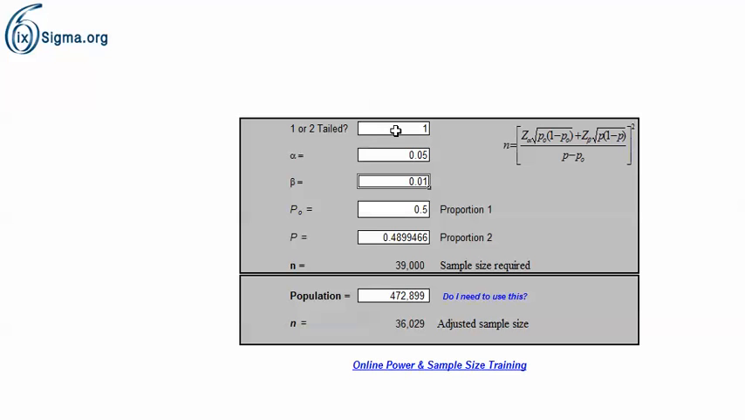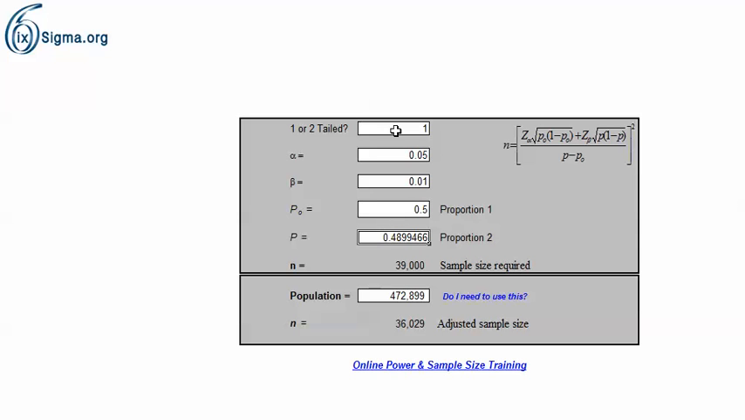Beta risk is the complement to the power. So with a beta of 0.01, I've got a power of 99%. This is my ability to detect an issue if it exists. P naught is the proportion of my population. Many times you won't know the proportion of defects in the population, and in those cases we put 0.5 or 50%. As you play with this, you'll find that a P naught of 0.5 gives you the largest sample size of any combination. So when in doubt, use a 50% defect rate. I know that's very high, but again, it gives you the largest sample size.